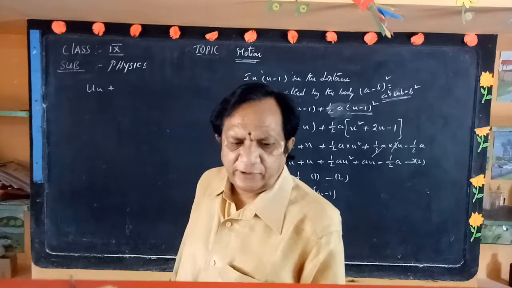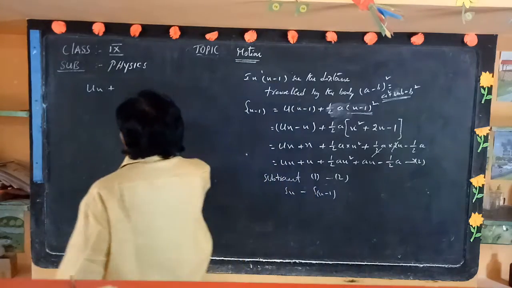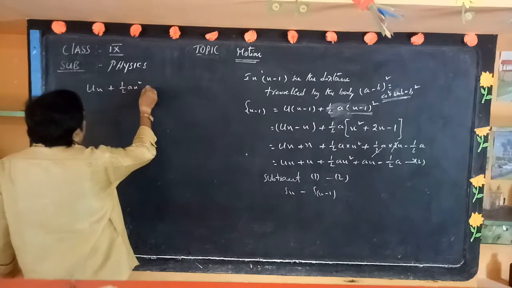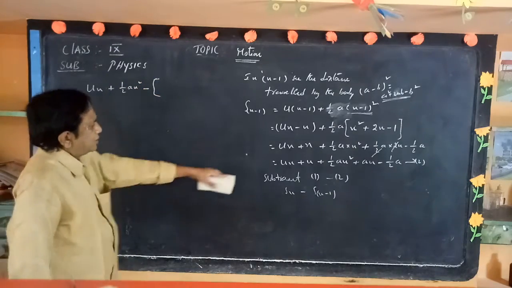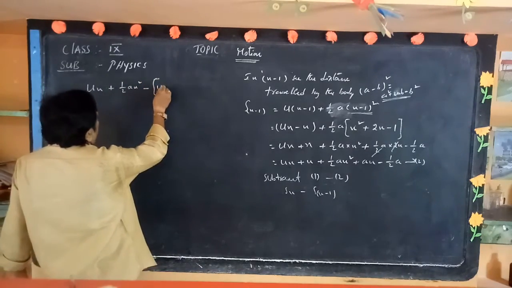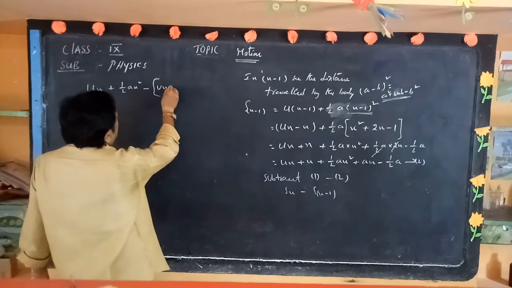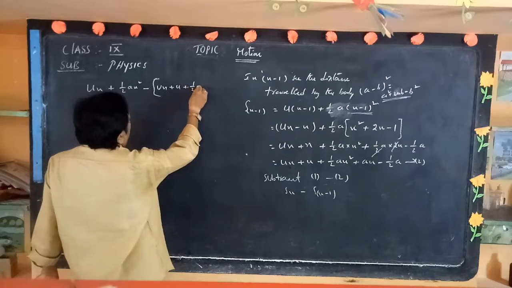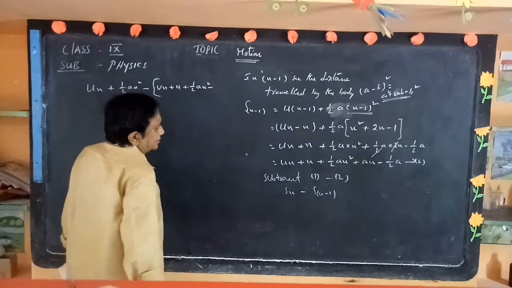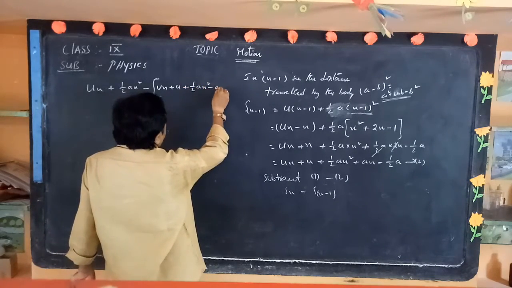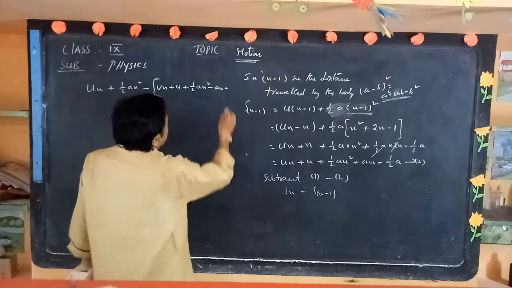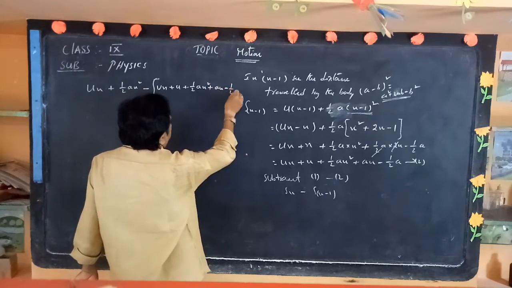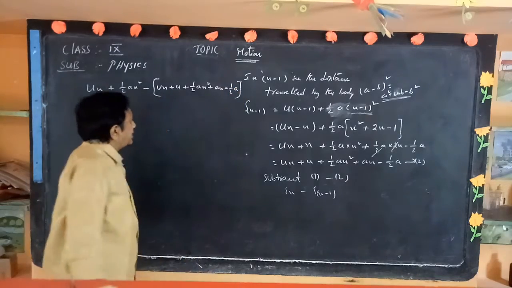uT plus half aT square. uT plus half aT square minus half. Write all this: uT plus u plus half aT square minus aT minus plus aT minus half a, all to be kept in bracket and open the bracket.